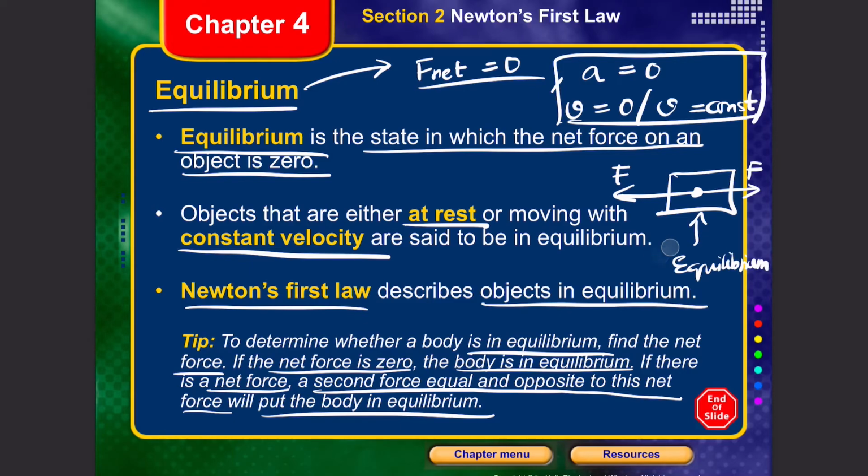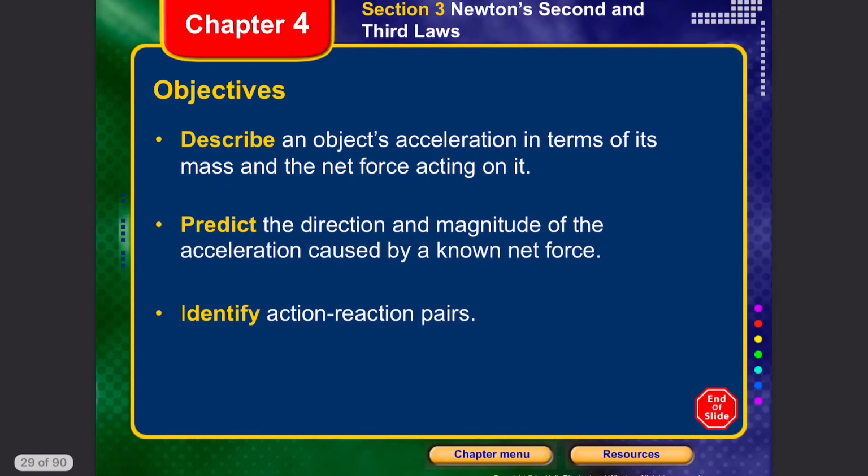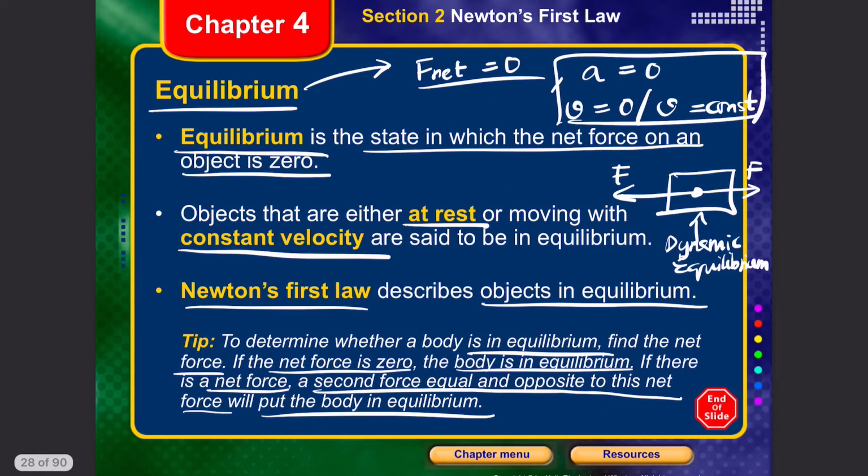So this type of equilibrium is called a dynamic equilibrium, where the body still has forces being applied upon it, but there is no net movement in the body. So with that, we end the topic on Newton's first law.